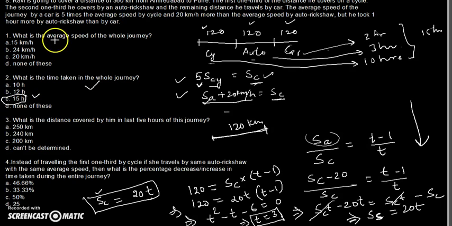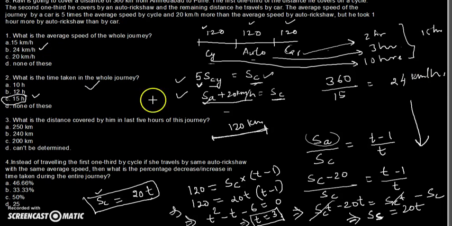Okay. Now since you have got the total time and you already know the total distance, 360, you divide the total distance by the total time, and you will get the answer to the first question. 360 divided by the total time 15. So you will get 24 kilometers per hour as the average speed. Now you got 2.